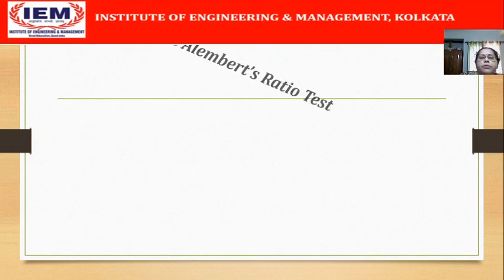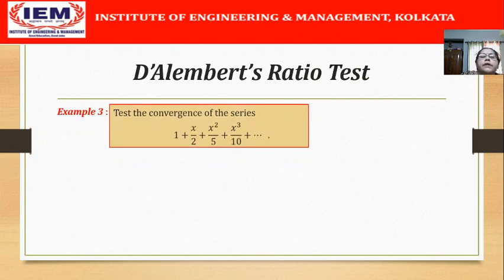So let us take up one more problem. Test the convergence of the series 1 plus x by 2 plus x squared by 5 plus x cubed by 10 plus and so on. Now notice one thing here, each term contains some x. So this kind of series is actually called power series, which contains actually powers of x.